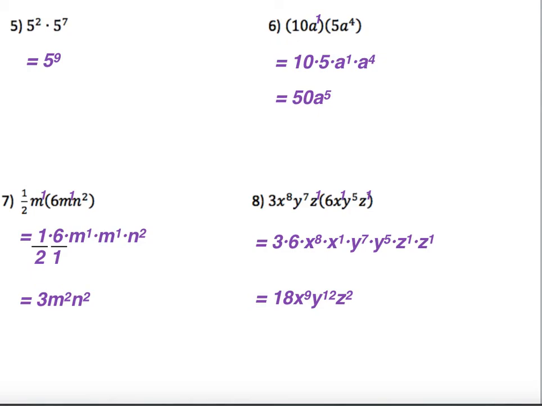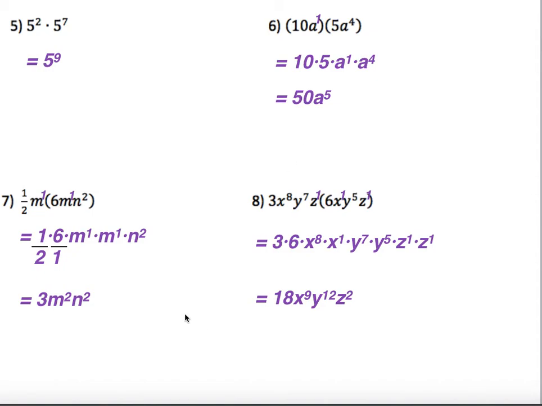For 5, I want you to make sure that you kept the base 5, that you did not multiply 5 times 5 and make it 25, because remember, the things you are counting here are all 5s. That doesn't change. So you just add the powers and get 5 to the power of 9. For number 6, make sure you write in the invisible power of 1 on that a, and then sorted it out so normal numbers were in front and a's were at the end. You should get 50a to the power of 5.